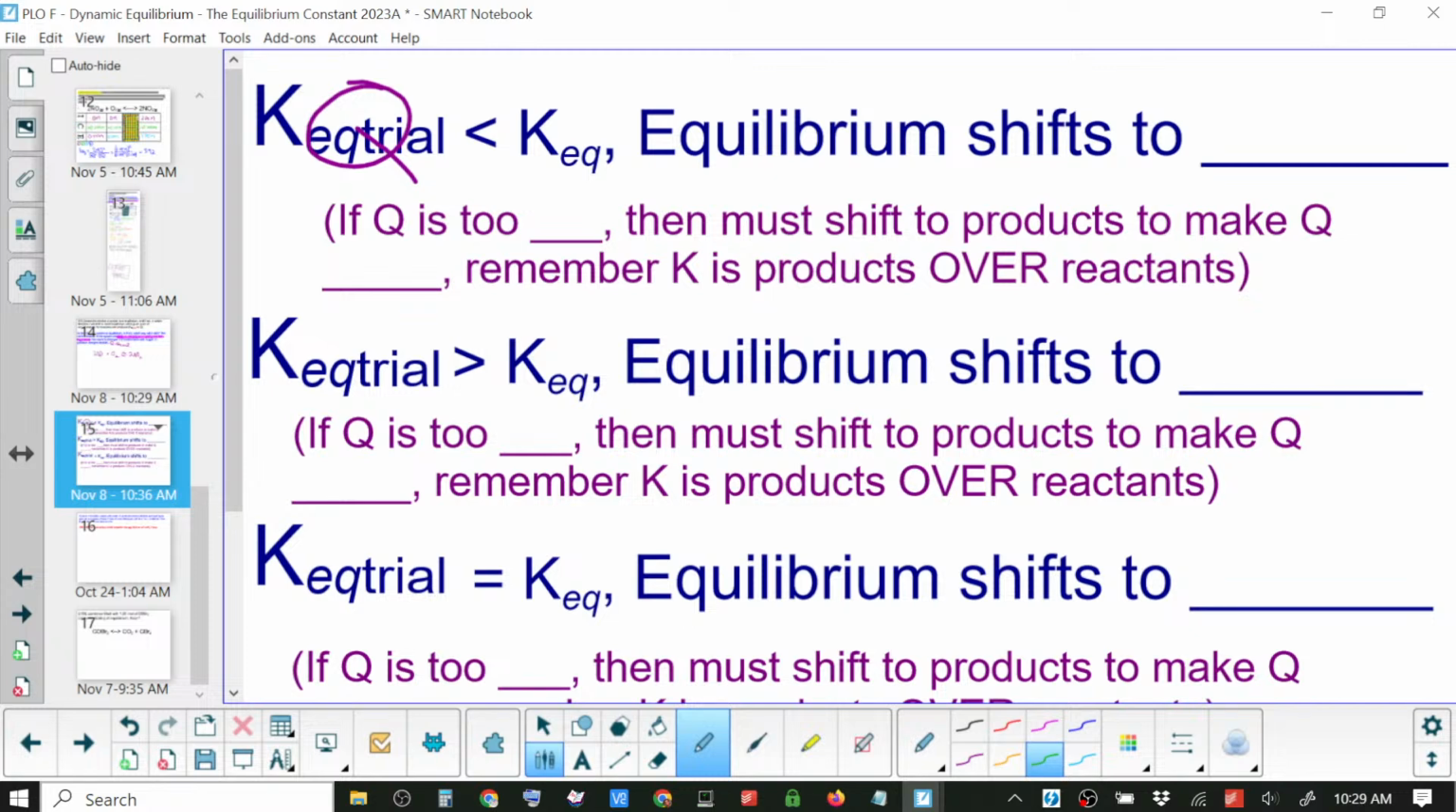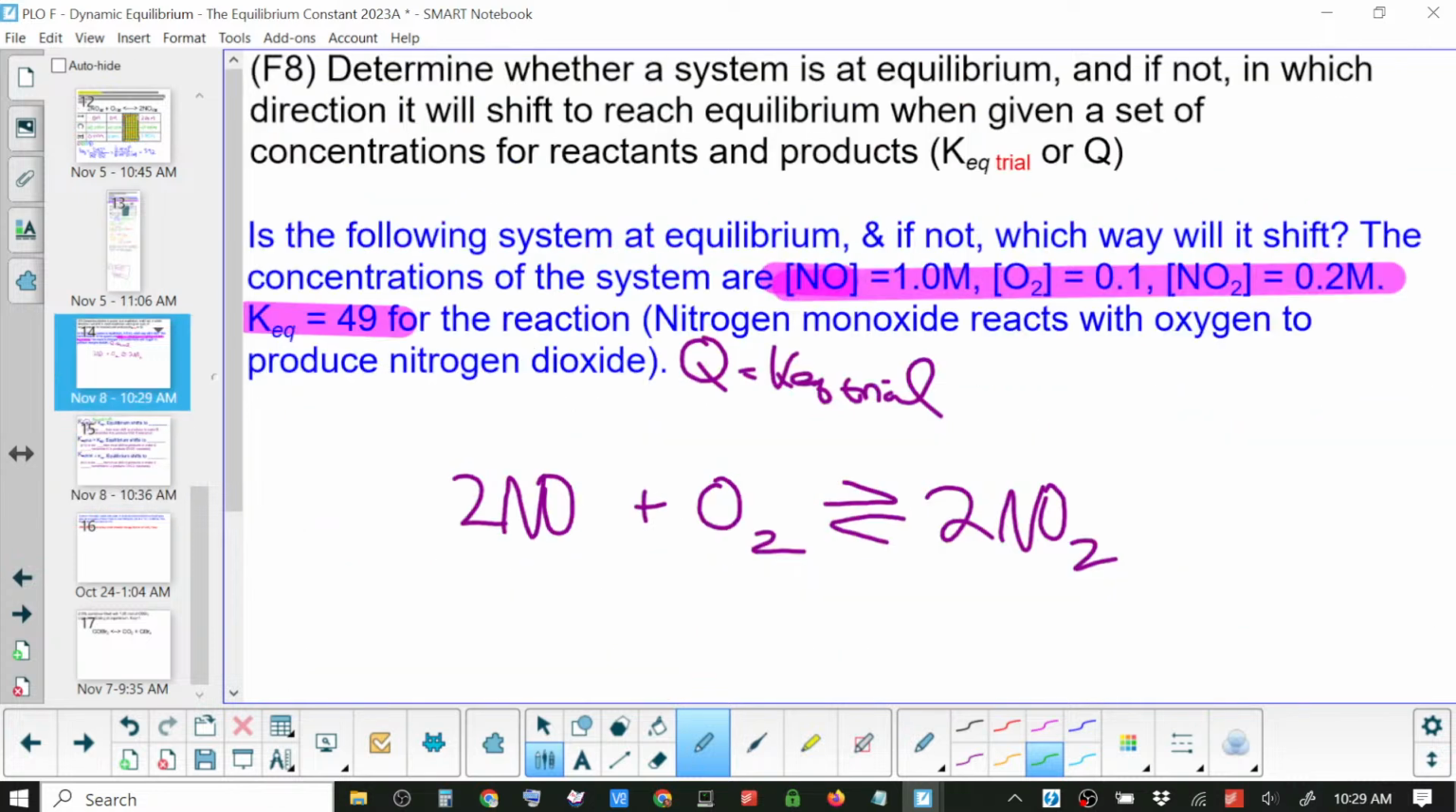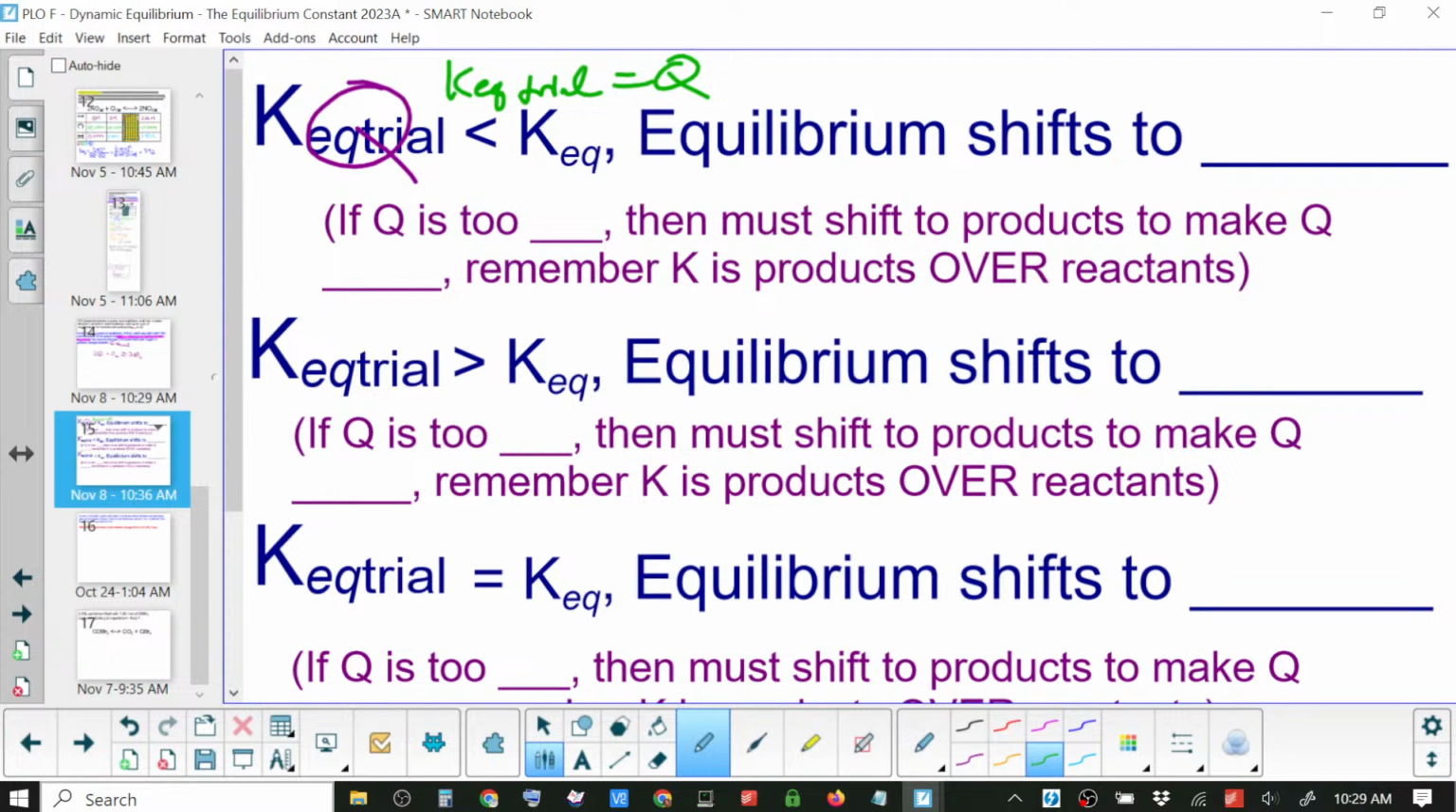KQ trial is also known as Q. This is near the end. This is the last little bit that we need to do, and then we have a practice problem, and then an overall practice problem. KQ trial takes a long time to write, so I tend to write Q, which is an acceptable shorthand for it. We don't want to write K because then we confuse it with KQ. This is the problem we were working at last day. We have a set of values, and we don't know whether or not it's at equilibrium. So we can shove them into the KQ equation and determine, does it equal it or not?